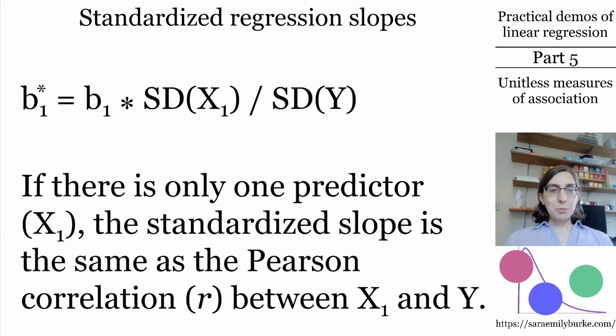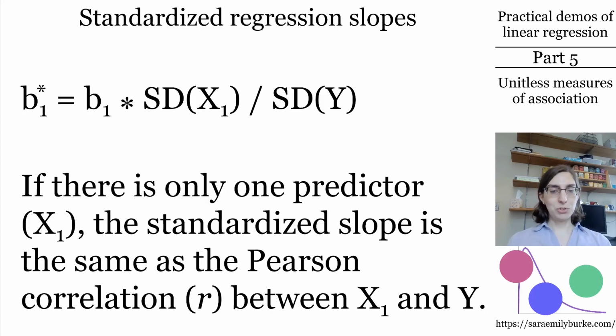If there's only one predictor, x1, then the standardized slope is the same as the regular old correlation coefficient r, the Pearson correlation between x1 and y. This correlation is an example of a unitless measure of linear association, a standardized effect size, because it eliminates the units of x and y and just tells you how strongly they are associated in terms of standard deviations. But even in a context with more than one predictor, once we've standardized the slope, it can be useful as a unitless measure of linear association, describing an association in terms of standard deviations instead of the original units of the variables.